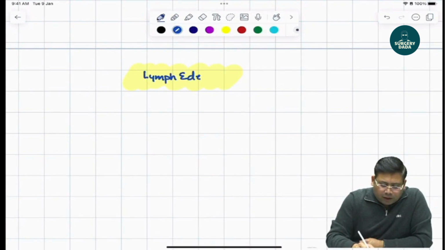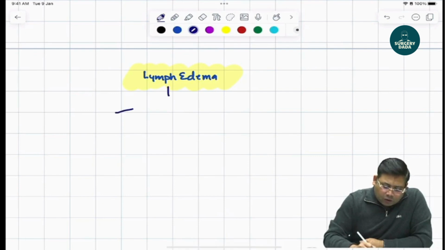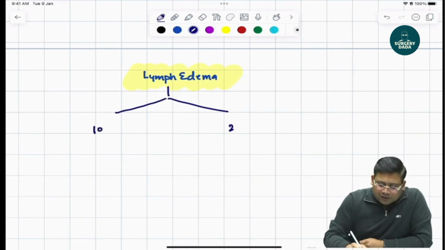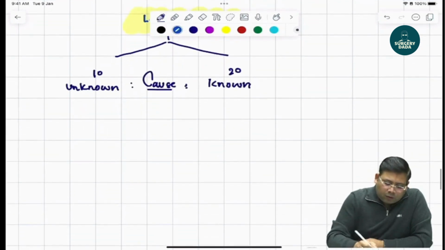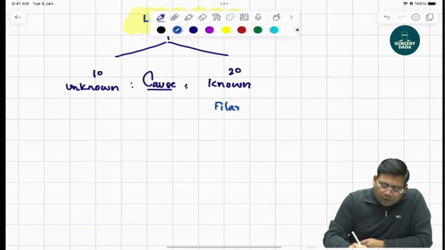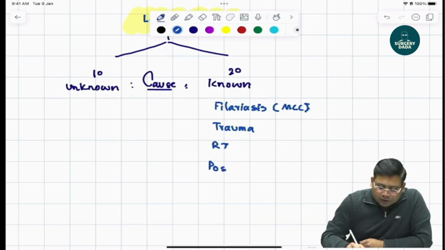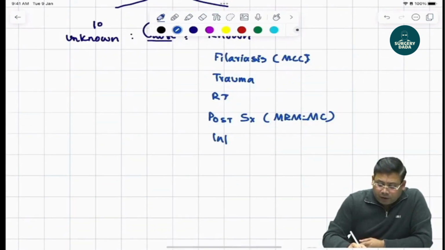Whenever we talk about lymphedema, we need to understand that it is of how many types? 2 types, primary versus secondary, and all this depends upon the cause. If the cause is unknown, then that is primary, and if the cause is known, then that is secondary. The most common cause may be filariasis. What are the others? We may have it due to trauma, radiotherapy, or post surgery. Remember, the most common surgery is MRM. It may also be due to infection.